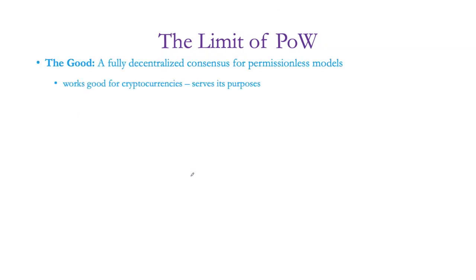So based on these issues, there are certain limits for this proof of work. One of the good points is that it is a fully decentralized consensus for a permissionless model. That is the good idea of this. Anyone can join the network at any time, and anyone can leave the network at any time by having their own identity, which is generated by their public key. So that works well for cryptocurrencies and serves its purpose.